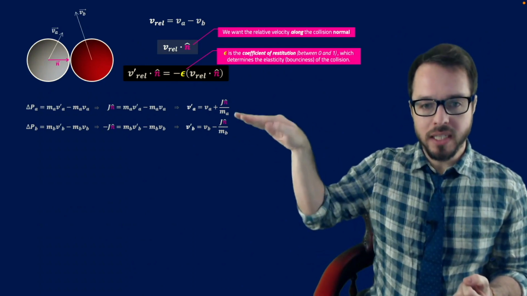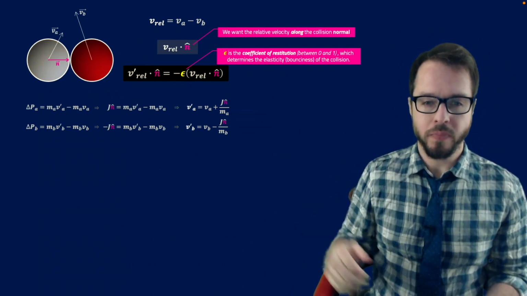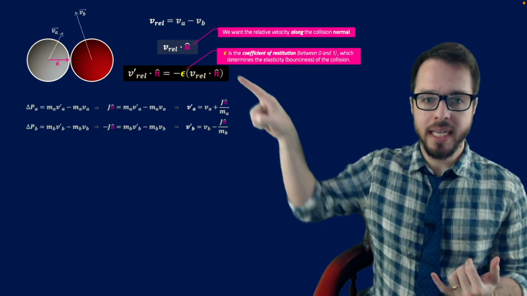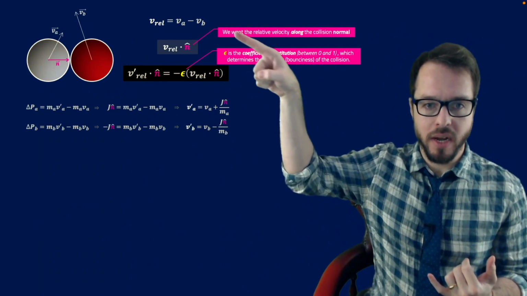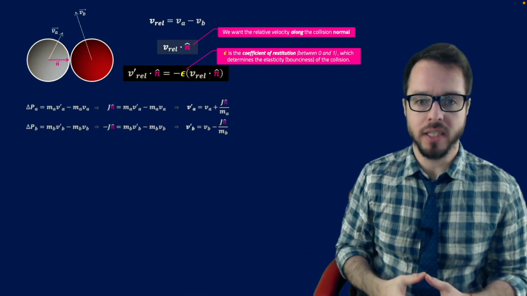Very well. So this is super important: the new velocity of A and the new velocity of B. What we are interested in is the relative velocity, right? So we have the relative velocity, which is the subtraction between these two new velocities.